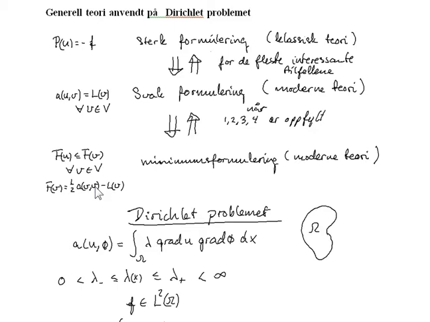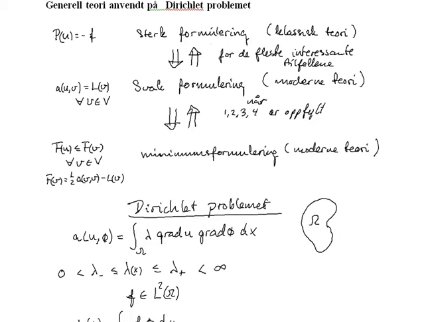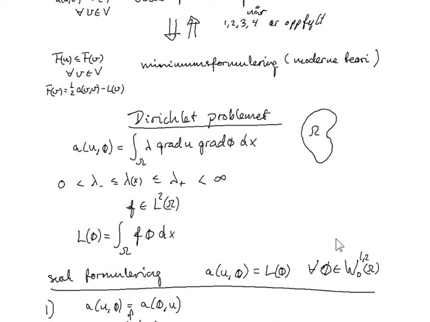Now we are going to use this general theory to prove the existence of solutions of the Dirichlet problem. And then we have to go through all these points in order to verify that they are satisfied. So we have an open bounded set in Rn here, and this is a region omega with some boundary, and this boundary is assumed to be sufficiently smooth. For the Dirichlet problem, we have that u should be equal to 0 on the boundary.